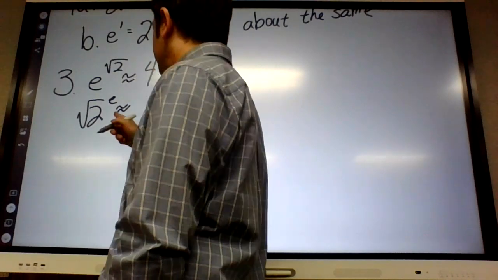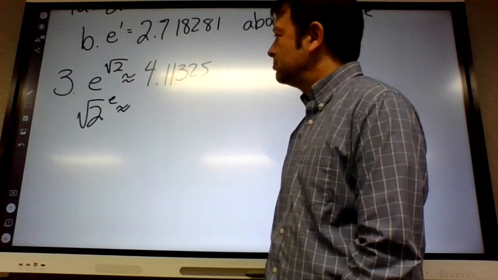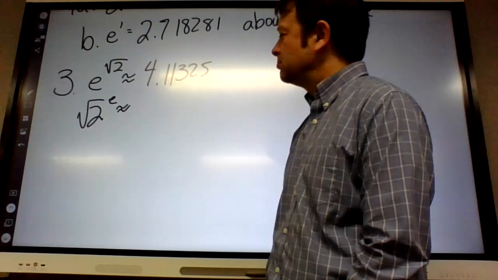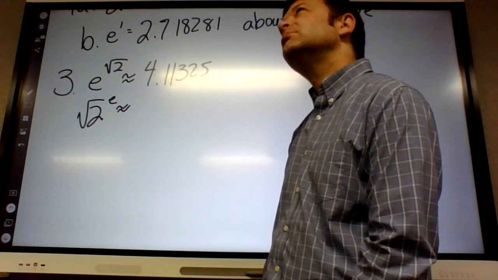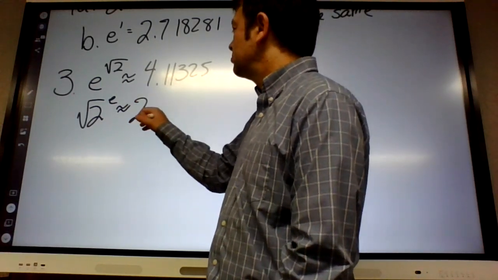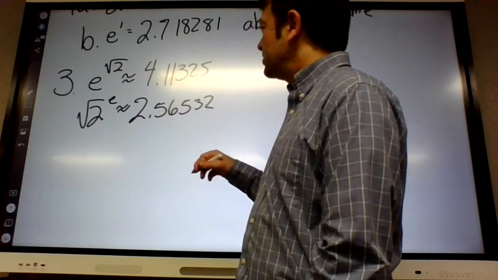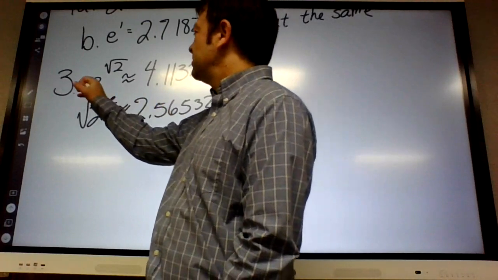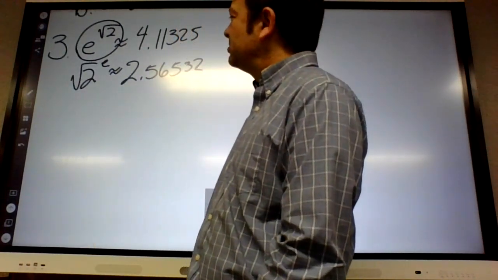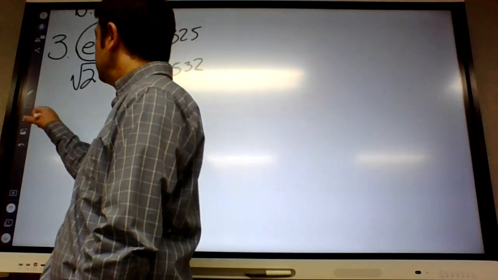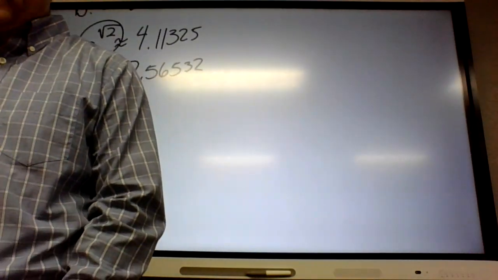Okay, how about this one? Okay, so e to the square root of 2 is larger. That's a winner. Honestly, I don't know why they threw that one in there.